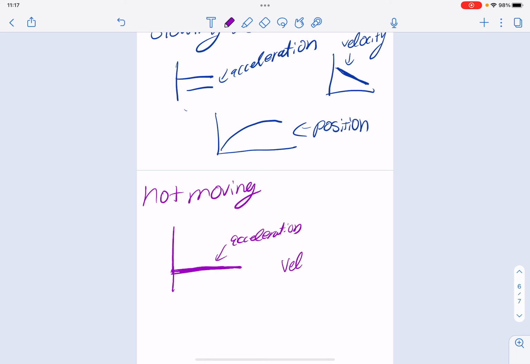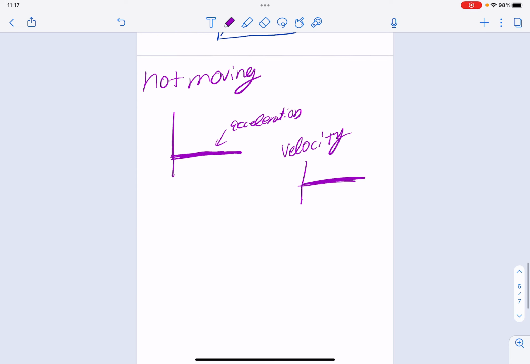Our velocity would be 0. And our position would be stagnant. And remember, if the velocity is 0, and we know that it's the slope of the position graph, and the position graph is a straight line, our velocity is 0.